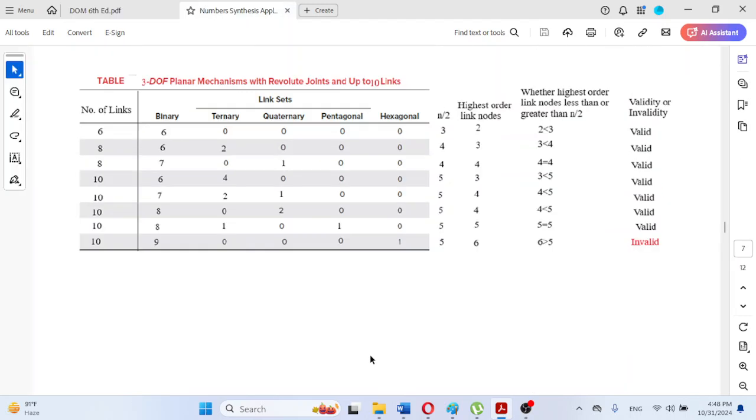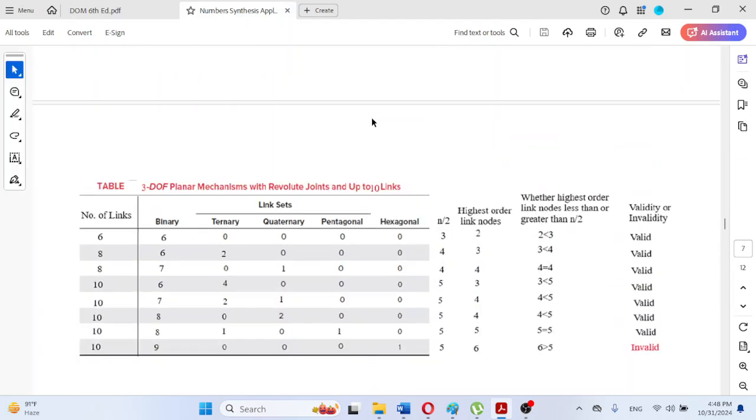So in this way, this video states the possible number of links for 3 DOF up to 10 links and hexagonal order. So if you have any question, you can frankly ask.